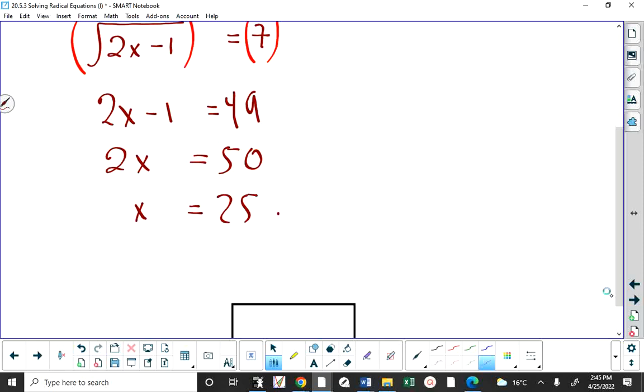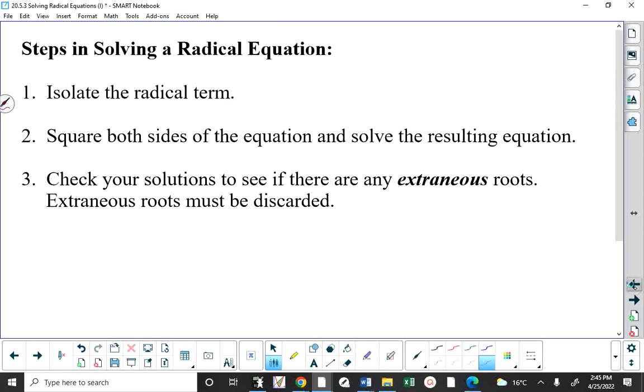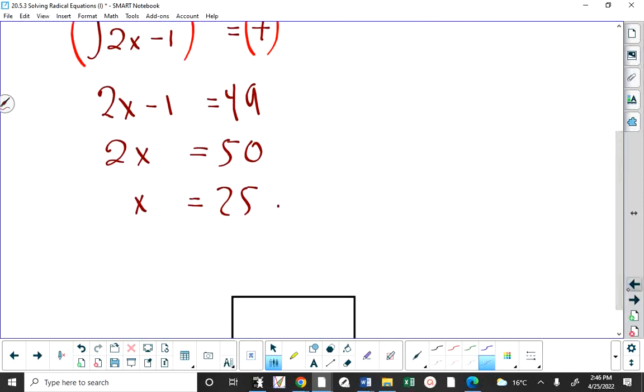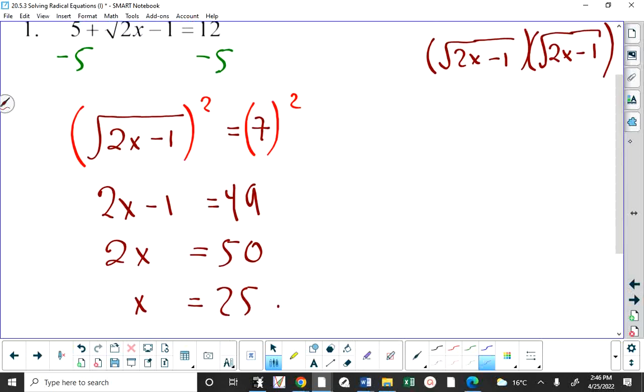But step 3, if you look at your notes, step 3 says check to see if it works. It says check to see if there are any extraneous roots. Extraneous roots must be disregarded or discarded. So what is an extraneous root? I've already told you. It's a number you get for the solution that is not a solution. So how can we check to see if this is a solution? Our equation was 5 plus root 2x plus 1 equals 12.